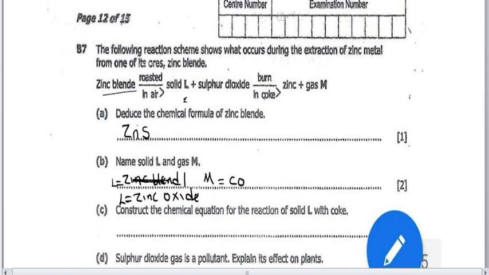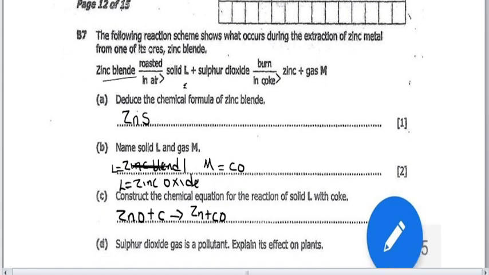So now if we are to construct a chemical equation, we're going to say the zinc oxide reacting with coke. Coke is carbon. Then what will happen is that it is going to form Zn plus CO. So meaning the zinc oxide will undergo a reduction, then carbon will undergo an oxidation. That is basically what happens there.